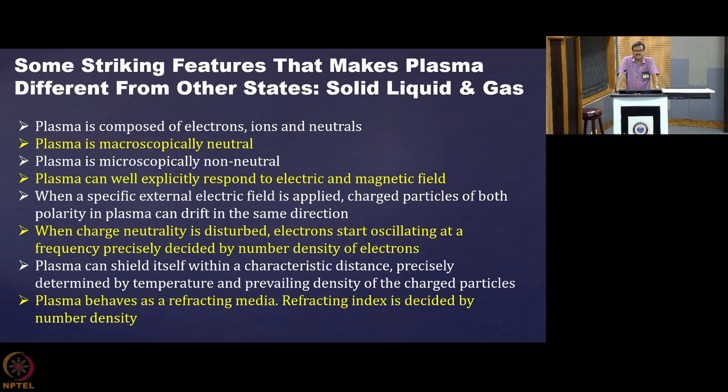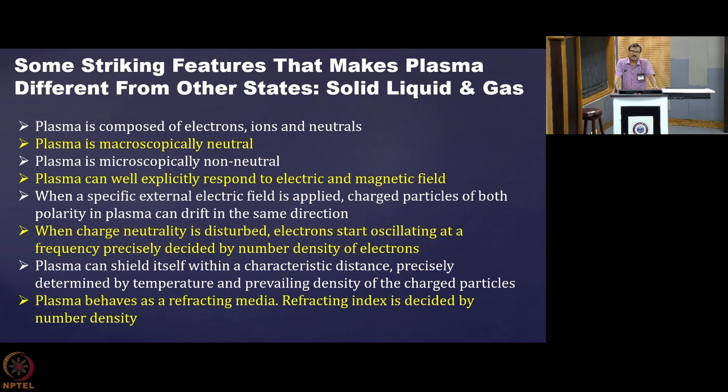So plasma also behaves as a refracting medium, and the refractive index is decided again by the number density of the charged particles. So what we are seeing is that plasma is mostly in the gaseous state, but it is different from the gaseous state. It responds to electric field and magnetic field, and it behaves as a refracting medium, and the number density and the temperature decide what the shielding length will be, because there is a characteristic length within which it can be non-neutral, but beyond which it shows up as a neutral system.